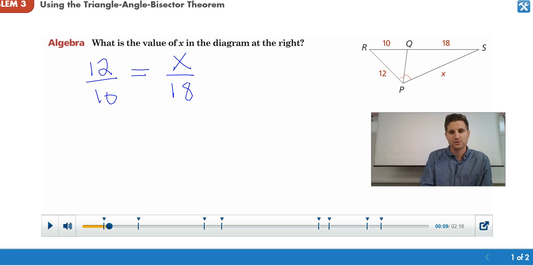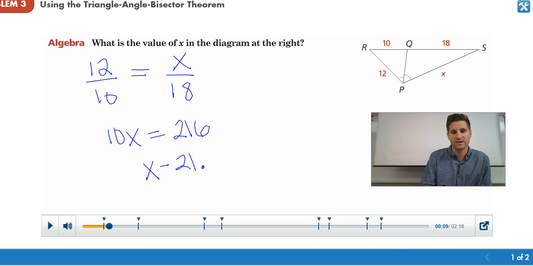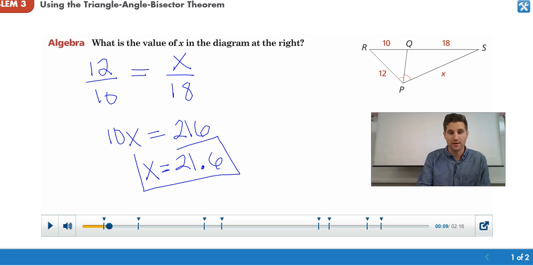Cross multiply, and we get 10x equals 12 times 18, don't know that off the top of my head, so that's 216, divide by 10, x is going to equal 21.6. When you divide by 10, pretty easy, you just move the decimal over one spot, so that's nice, and we get 21.6, and we're good.